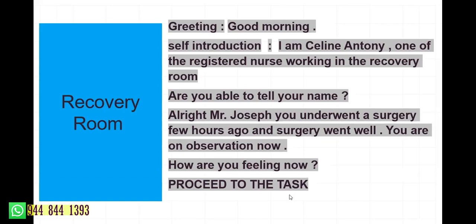We will be greeting, good morning, and introducing ourselves as one of the registered nurses working in this recovery room. And in that situation, we can directly ask, please tell me your name. We will be thinking that the patient might be under sedation, or recovering from sedation, or might be in some pain. So we are empathizing, asking, are you able to tell your name? And then we introduce the setting to the patient: all right, Mr. Joseph, you just underwent a surgery a few hours ago and the surgery went well. You are under observation now. How are you feeling now? Like that, we can introduce, and then proceed to the task.